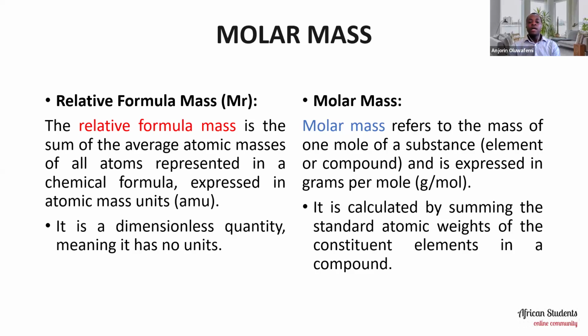Now, the molar mass, on the other hand, refers to the mass of 1 mole of a substance, either an element or a compound, and is expressed in grams per mole. It is calculated by summing the standard atomic weights of the constituent elements in a compound. Don't get confused by all the big English. We're going to bring it down by looking at some examples to make this much clearer.